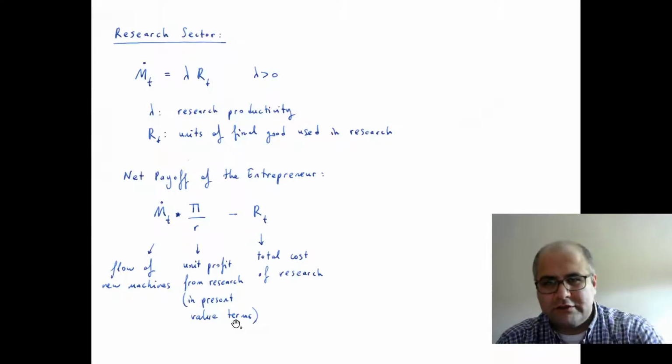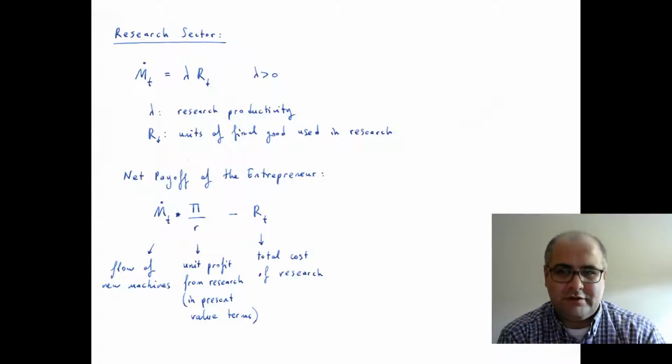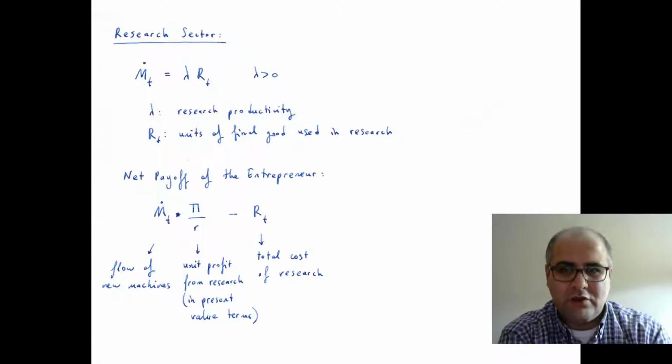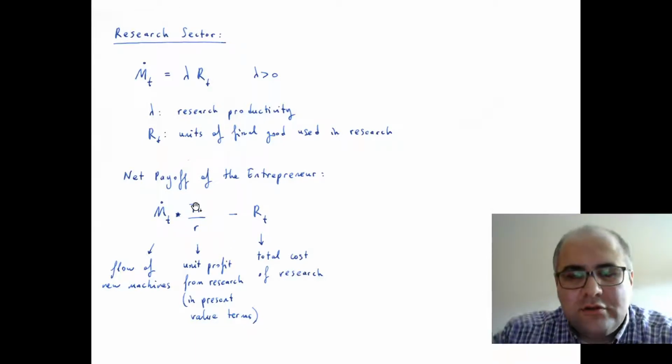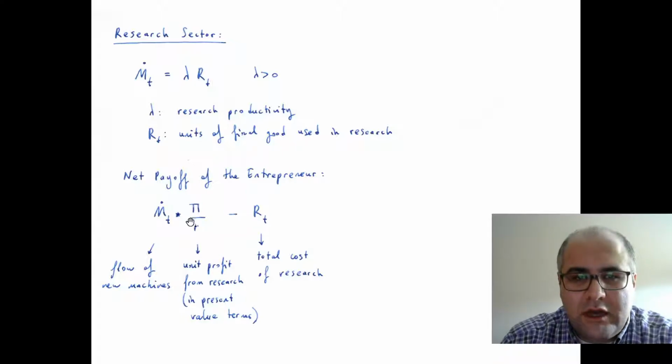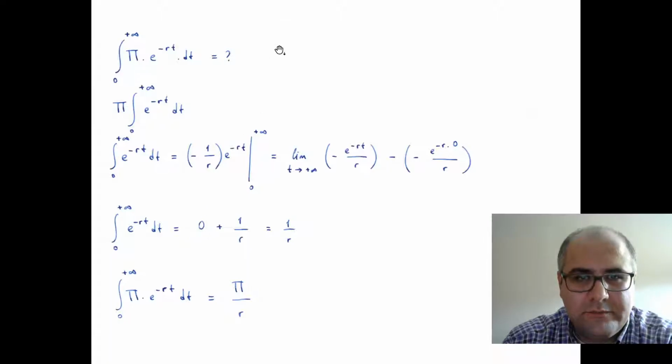So what pi divided by r means is that this is the unit profit from research in present value terms. So I will do the research. I will invent a number of machines, and for each machine that I would become the producer of, starting from that point on, I would get that profit from that time on until positive infinity. So how do I write that? Well, there's a proof of it. Let me show you here.